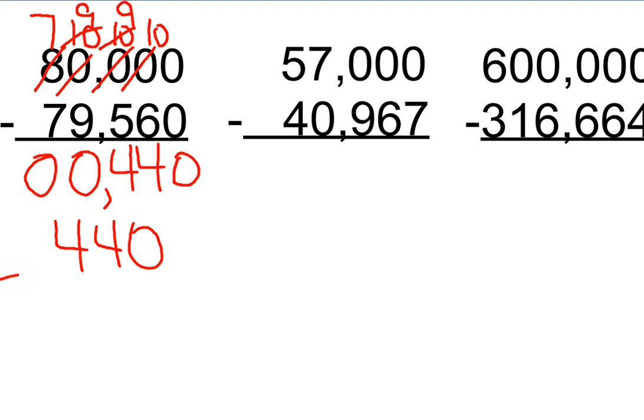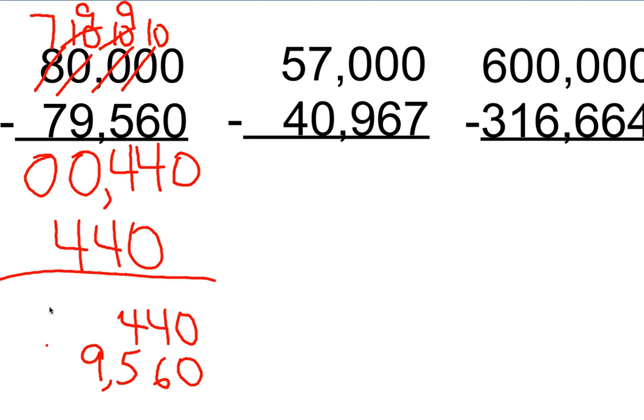Now let's check our work. We're going to take 440 and we're going to add, and I'm just going to work backwards to make sure that I line up my place values. And we're going to see 80,000.